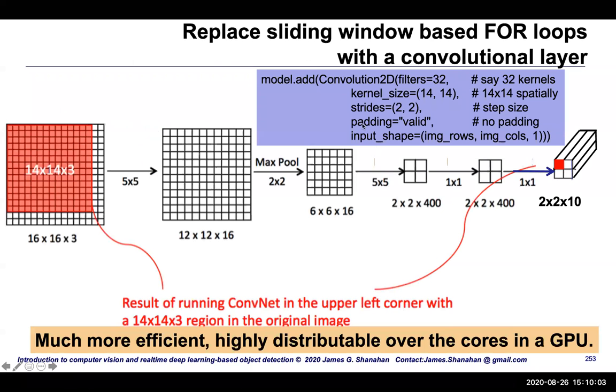So all I need to do is add a convolutional layer to my input image. In this case, saying my kernel size is 14 by 14, stride 2 by 2, no padding, and I will get the same output here. So what I did previously was use a sliding window with a for loop. Here I'm using a convolutional layer to realize the same outcome. When I use a convolutional layer instead of a for loop, this is so much faster, so much more efficient, because I'm sharing computations across the stack here. And as I say, it's highly parallelizable as well.